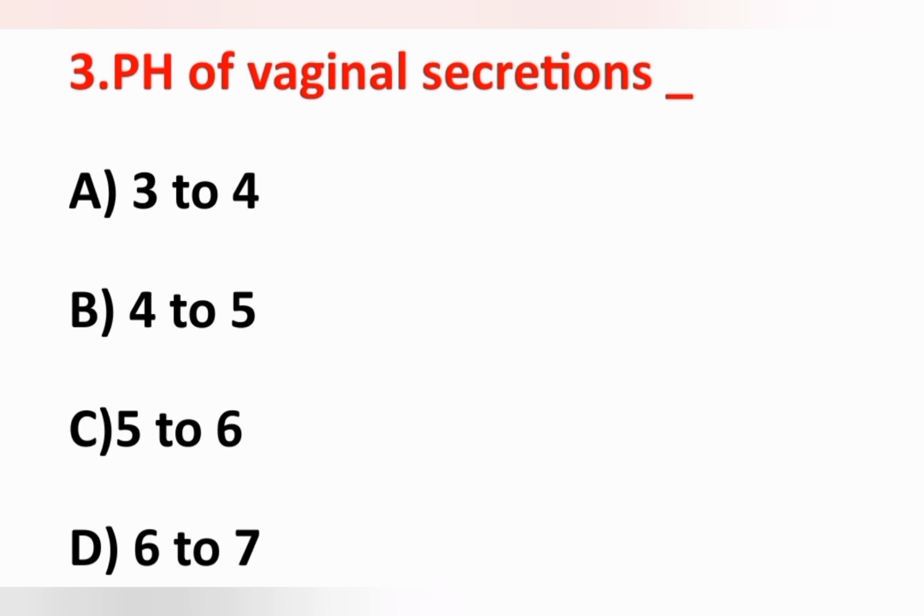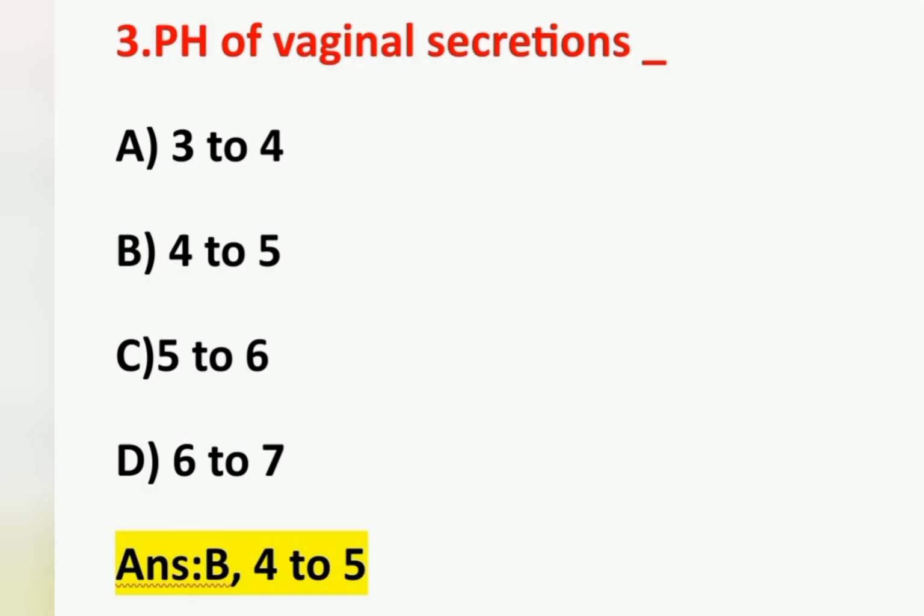The next question, pH of vaginal secretions. Options are option A 3 to 4, option B 4 to 5, option C 5 to 6, option D 6 to 7. Correct answer is option B 4 to 5. The pH of vaginal secretions is 4 to 5.